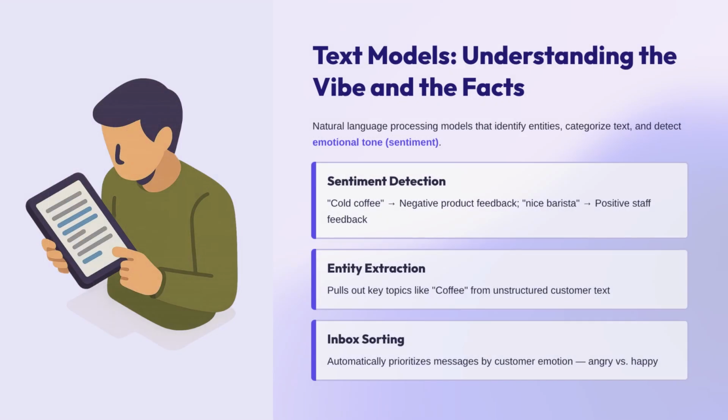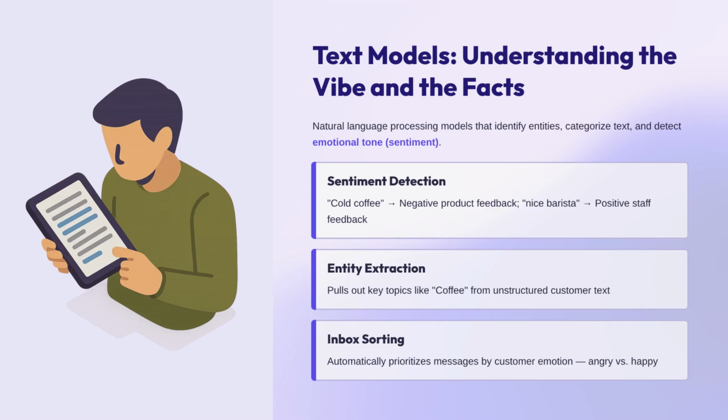The technical definition describes these as natural language processing models that can identify specific entities, categorize text, or detect the emotional tone known as sentiment within a string of characters. To speak naturally, it is understanding the vibe and the facts. It's not just about seeing letters, it's about knowing what they mean.